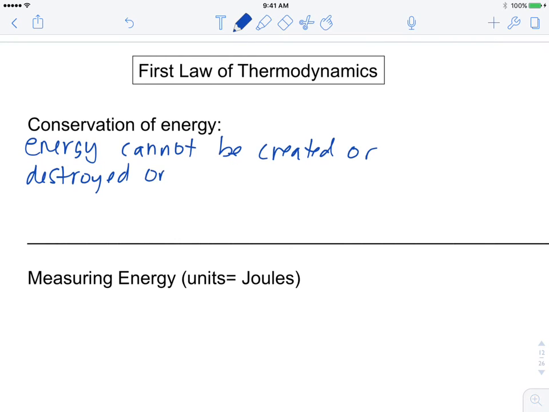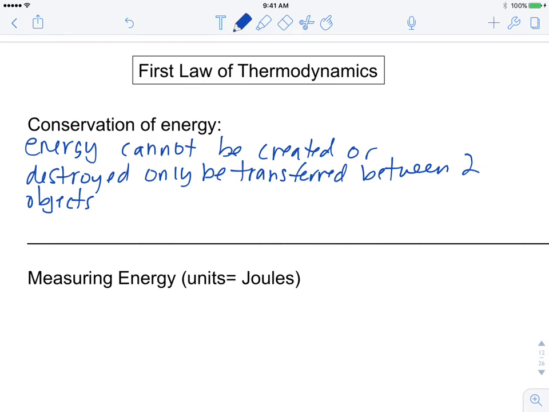It can only be transferred between two objects. It can also transfer form, so kinetic to potential, chemical to heat, those types of changes.